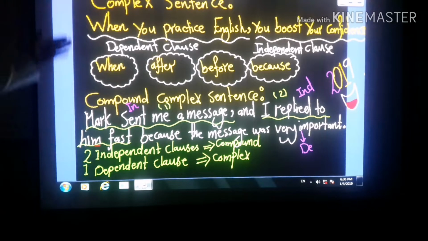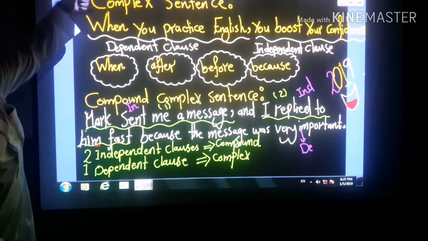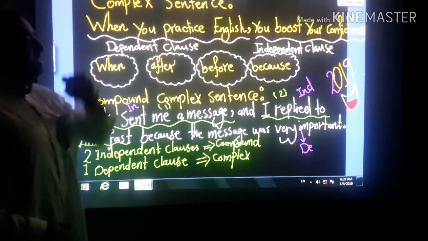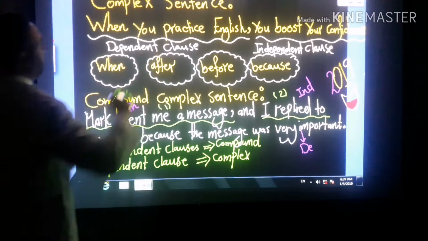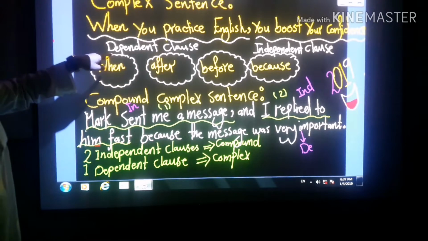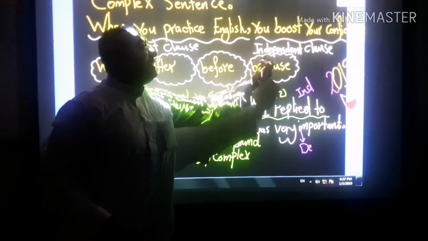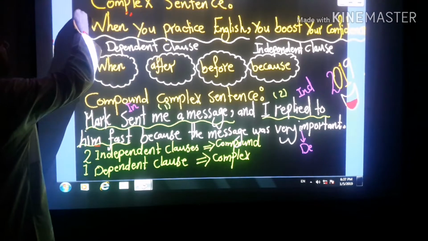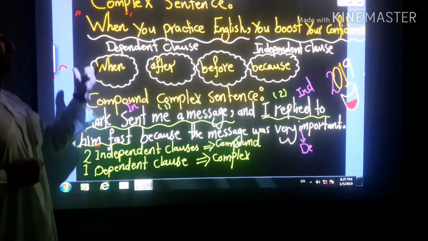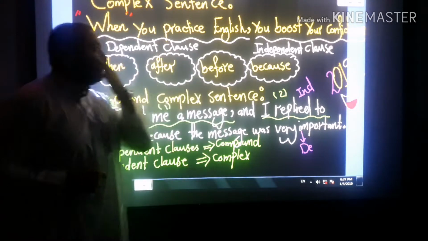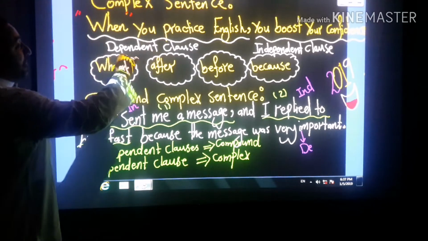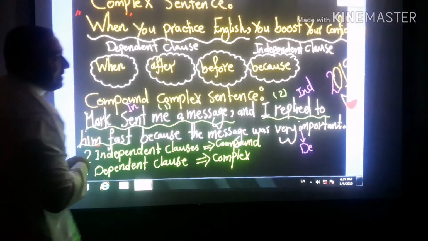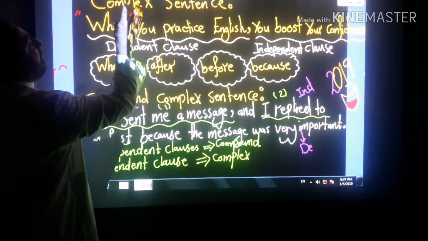Today, I think it's better to turn off the lights so that you can see this board more beautifully. Today, we're going to discuss the difference between the complex sentence and the compound complex sentence. In the complex sentence, we have two parts. The first is called a dependent clause, and the other part is an independent clause. The dependent clause always has a conjunction such as when, after, before, because, and so on. What does dependent clause mean? The name itself suggests that it depends on the independent clause. You cannot keep it alone.